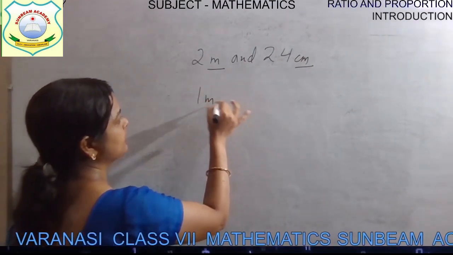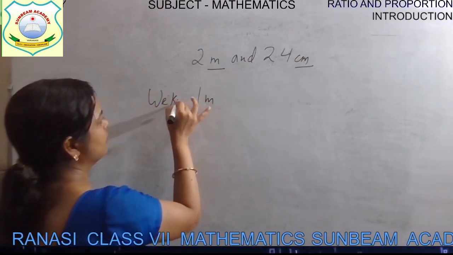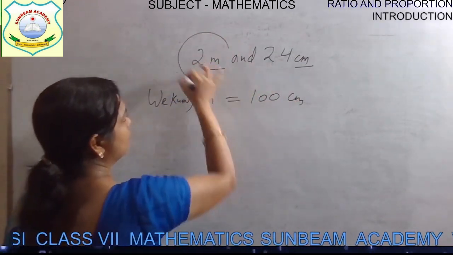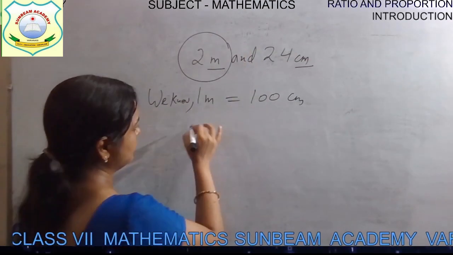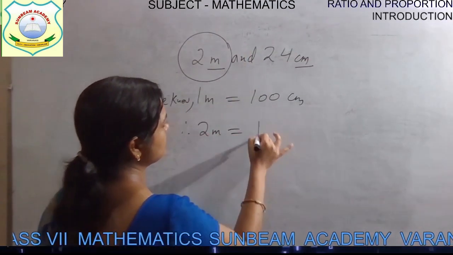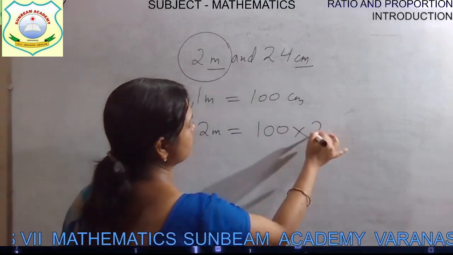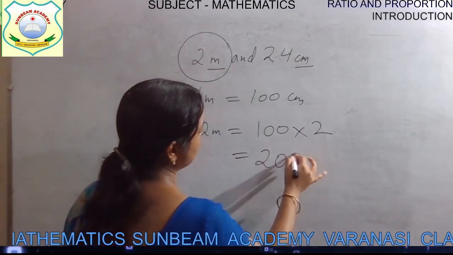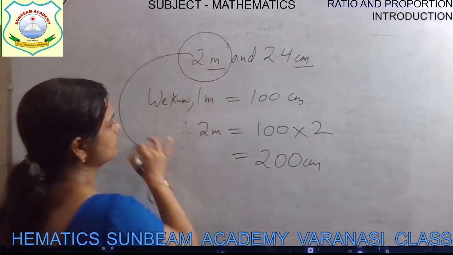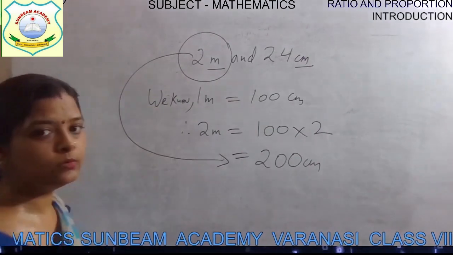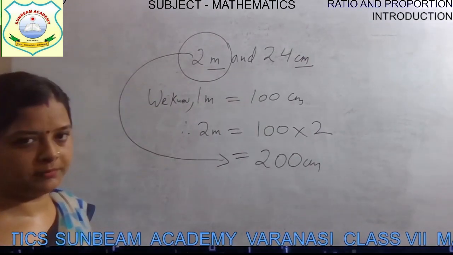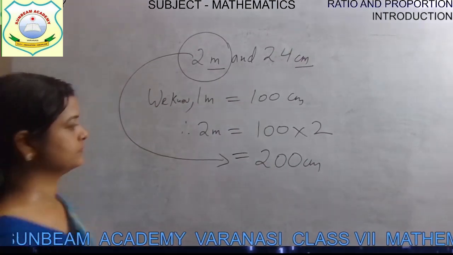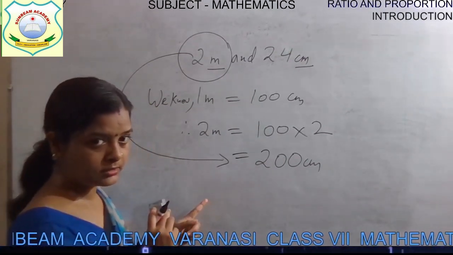We know children, 1 meter is equal to 100 centimeter. And here what is given? 2 meter. Therefore, 2 meter will be how much? 1 meter value into 2, that is 200 centimeter. So now you can see that 2 meter is now converted into 200 centimeter. So instead of meter, now I will use the centimeter value. I am going to erase it. This is the conversion.